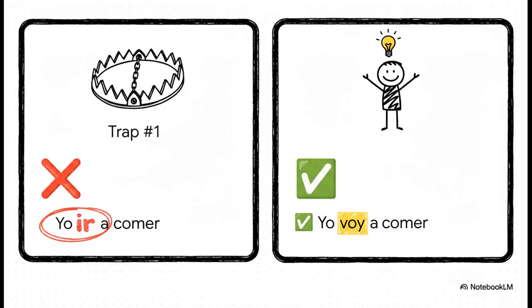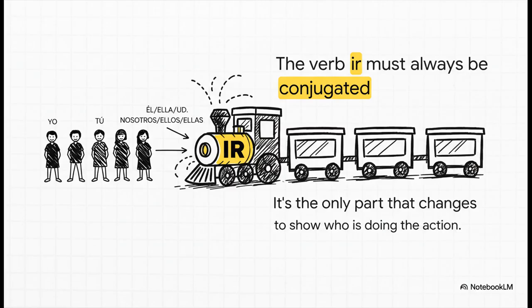Okay, trap number 1, and this is the big one, just plain forgetting to conjugate ir. On the left, yo ir a comer just doesn't work because ir's in its raw form. You have to change it to match the subject, which gives us the correct version, yo voy a comer. So here's the key takeaway. The verb ir is basically the engine of this whole structure. It has to change to tell us who is going to do something. It's the only part of the verb phrase that really tells us that crucial information.